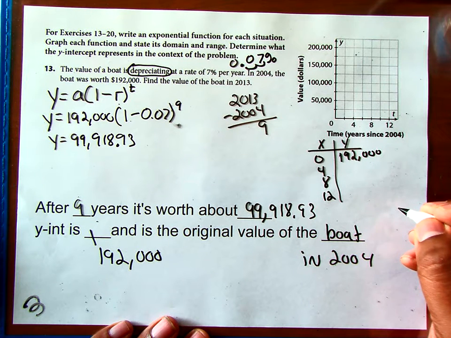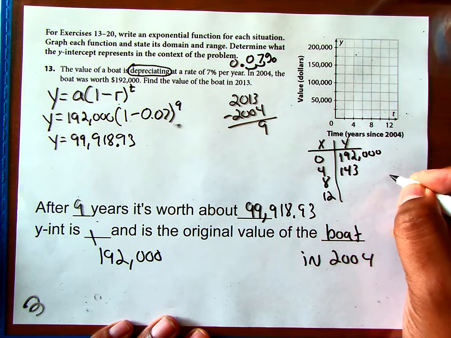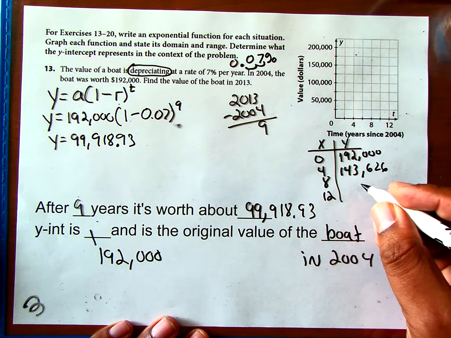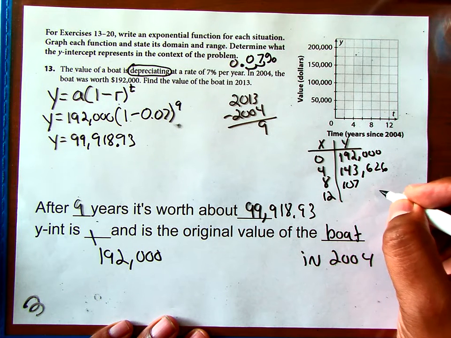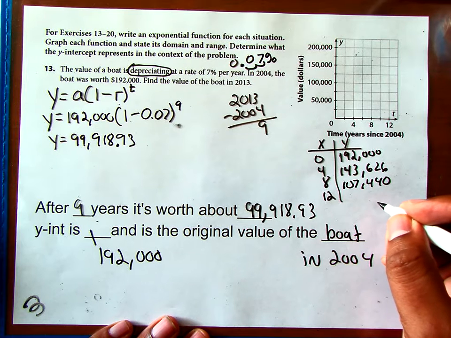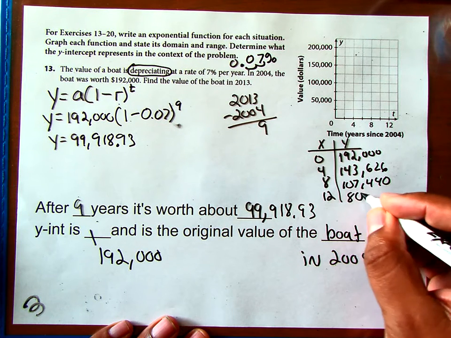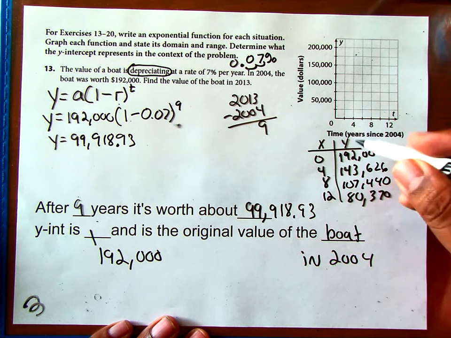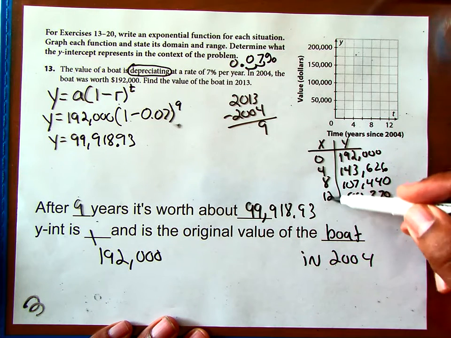All right. At 4, I get $143,626. At 8, I get $107,440. And at 12, I get $80,370. And you would get that by just typing this into your calculator instead of using 9, using these numbers here.